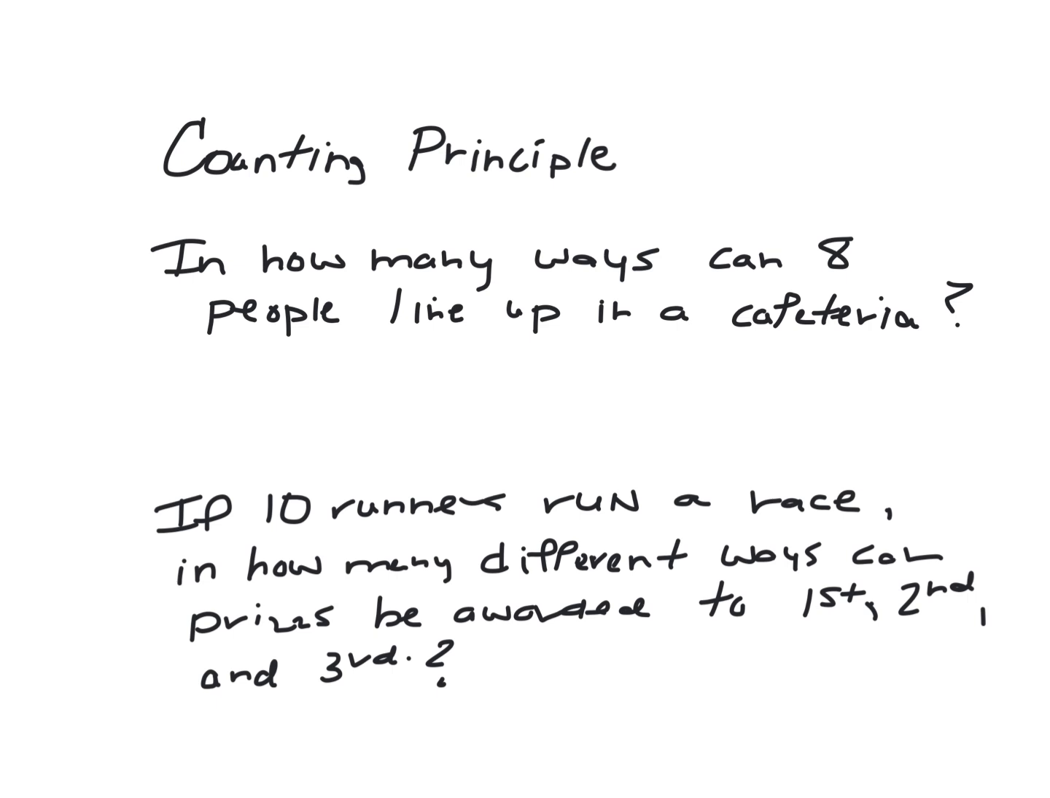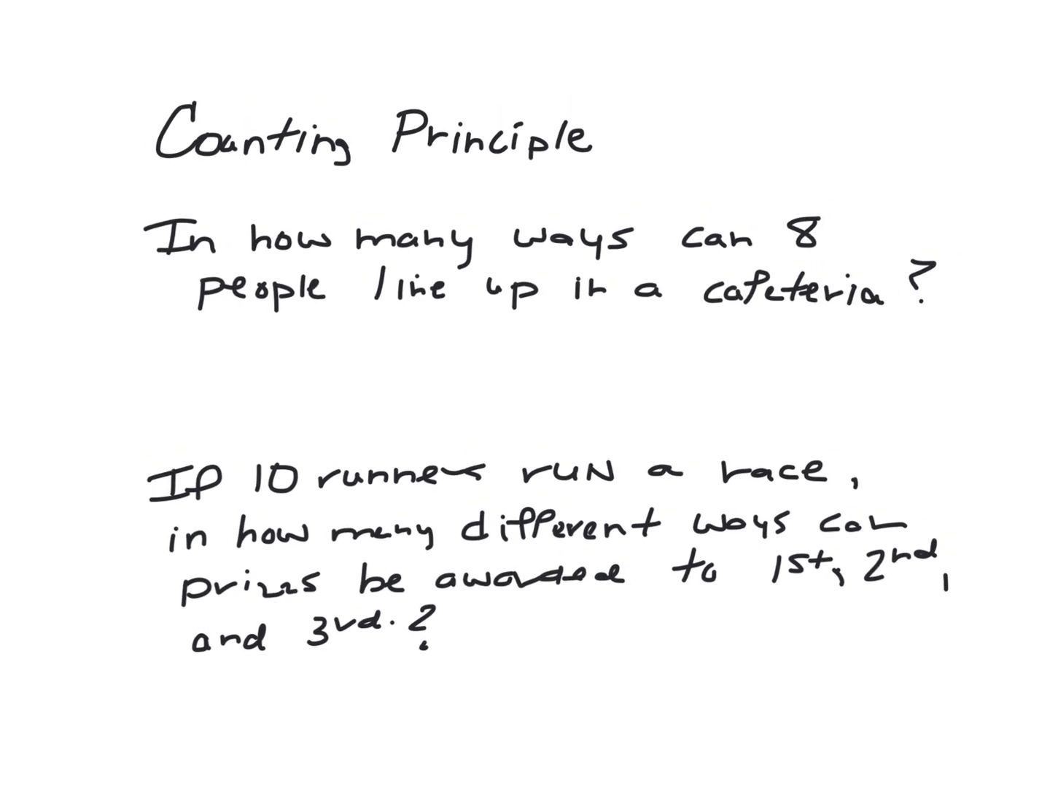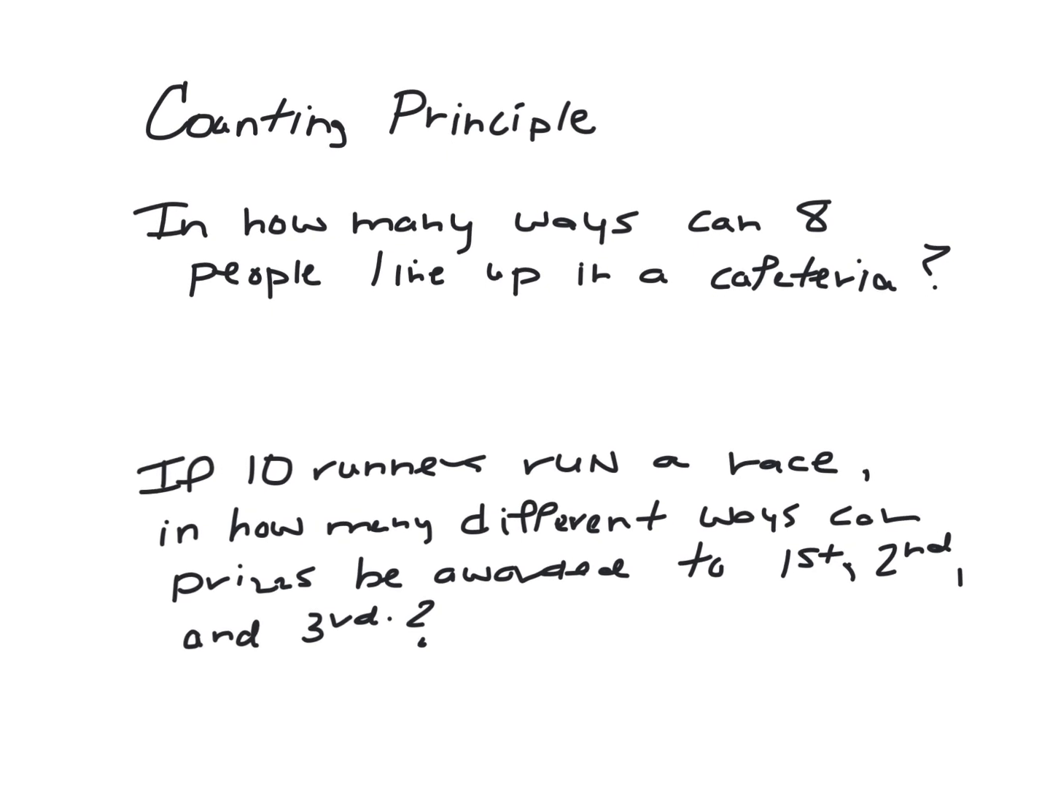The next principle we talked about is the multiplication counting principle. And we'll do a couple examples like this. One of the types of problems is in how many ways can 8 people line up in a cafeteria line? So again, if I have 8 people lining up, I would make 8 spaces here. And then how many choices do we have for the first person in line? We'd have 8 choices. And then 7 for the second person, then 6, and all the way down to 1. And we would multiply these together because it's the and.